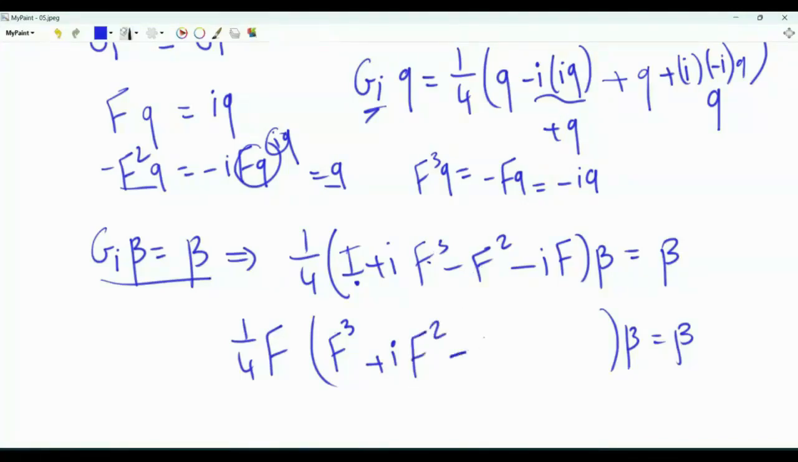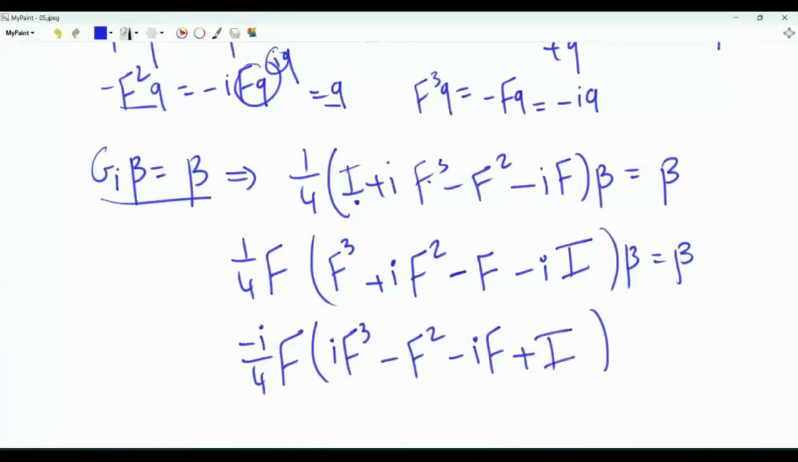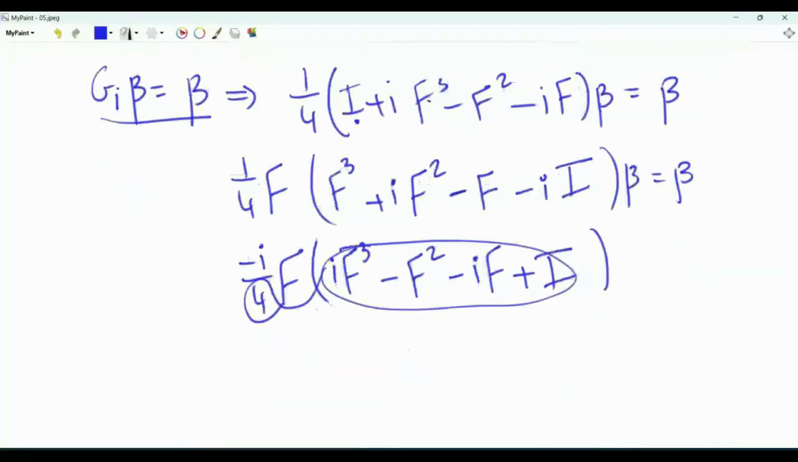And then we have minus F squared, so I need to put minus F, and then minus I times identity. Now take the scalar minus I as a common factor. So this is minus I over 4, F cubed times I, then minus F squared, minus I F. Finally, we have plus identity. This matrix is exactly matrix G sub I when we include this 1/4.